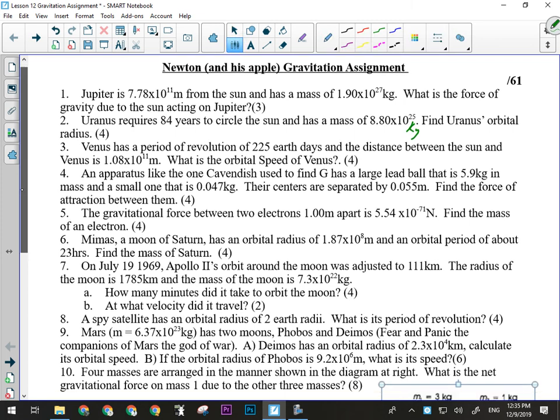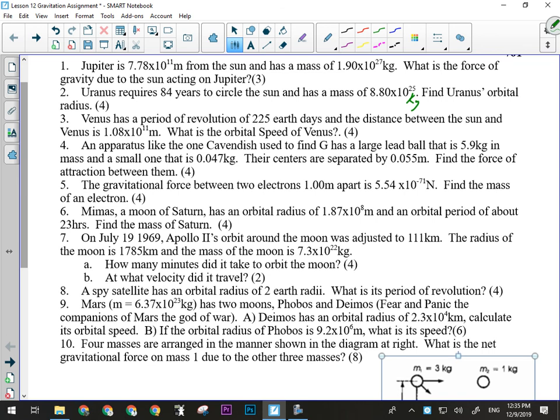For number 3, similar question. We're given the period of revolution for Venus. Now that's not to rotate on its axis, that's to go around the sun. They give us the distance between Venus and the sun and are looking for Venus's orbital speed.